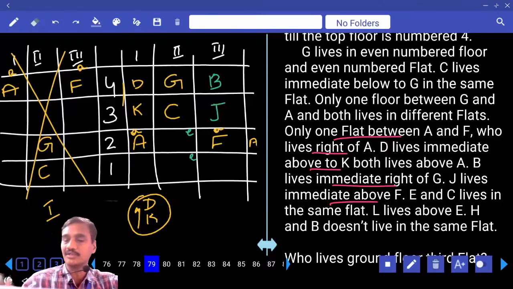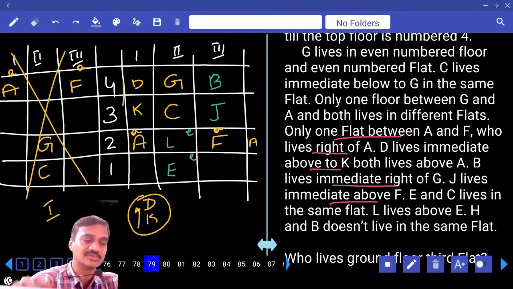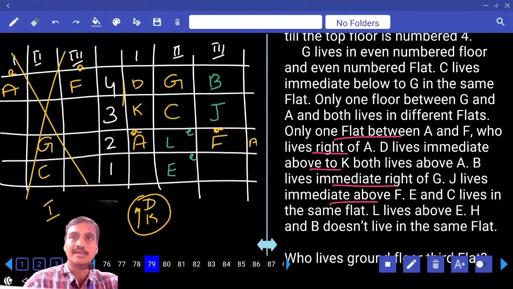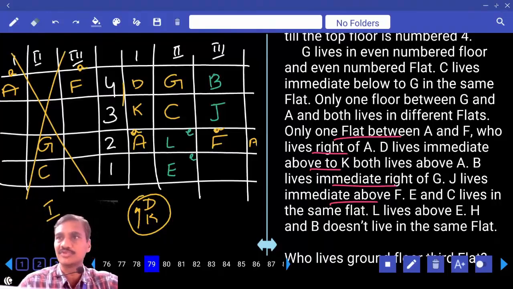And L lives above E. As L lives above E, hence E is at this place, and L is above this one. L need not necessarily be immediately above. But there is no other possibility, that is why we fixed L there.